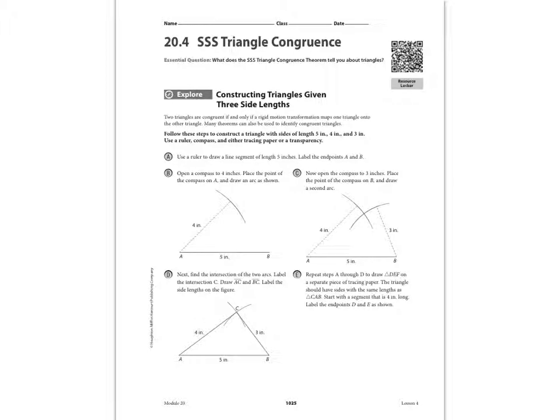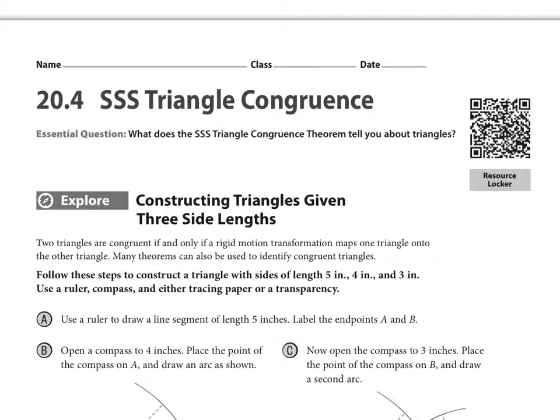Here is lesson 20.4, side triangle congruence. The last two lessons were triangle congruence theorems, and this is our third one, which isn't going to take a whole lot, especially if you feel very comfortable with the last two lessons. This one's not going to be that much of a stretch. It just gives us a new way of proving two triangles are congruent.